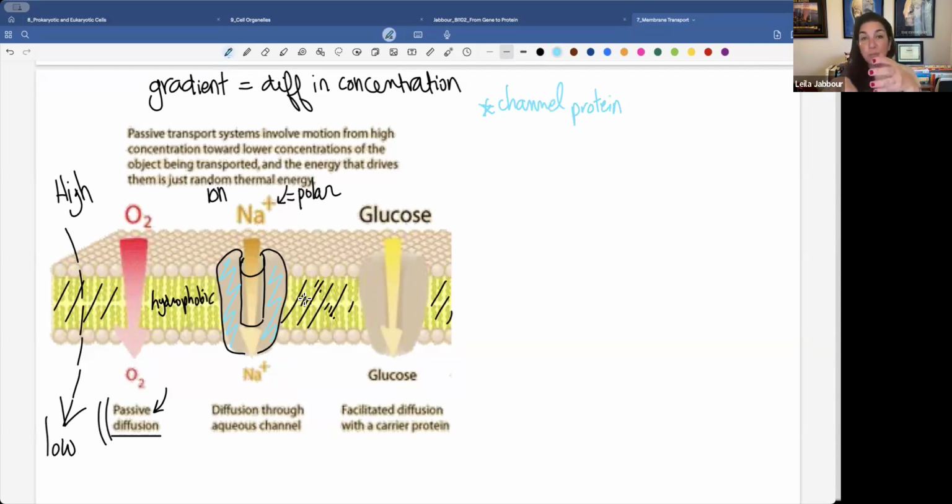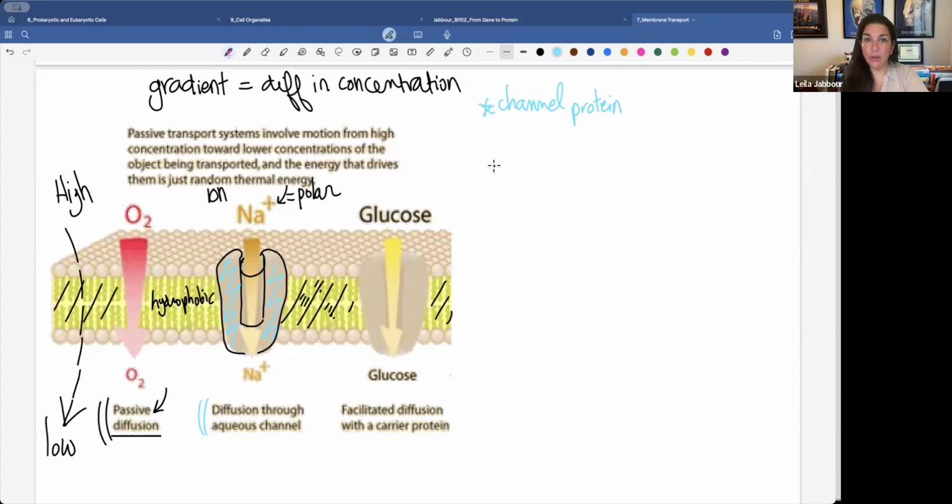So when we need to transport sodium from outside the cell to inside the cell, or vice versa, we use that channel, because sodium cannot blend through the membrane and go through other than through the channel. This is called diffusion through an aqueous channel, and that's it. But the principle of going from high to low concentration is still valid for passive transport. We're still going from high concentration to low concentration.